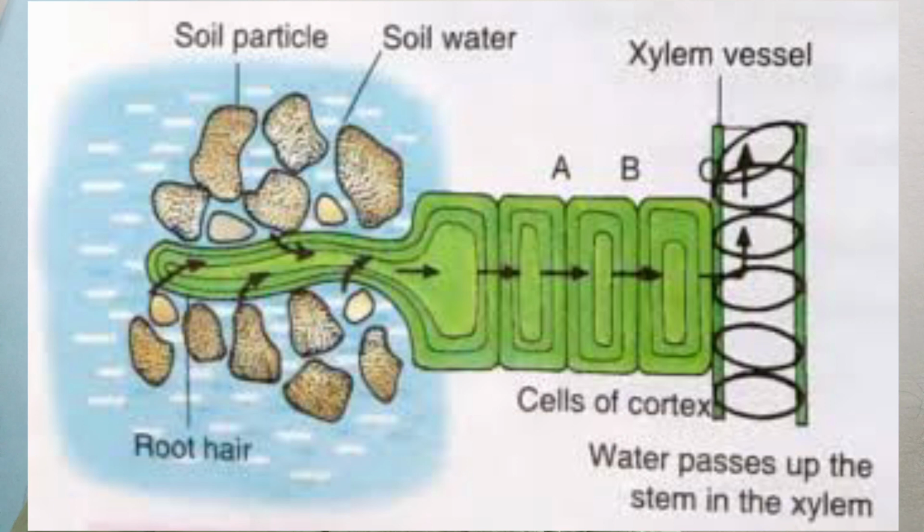And after collection of this water, the xylem tissues will conduct the water towards the apical part or other parts wherever it is required. So this is the way that water is absorbed by the roots and it is conducted to all parts of the plant through the xylem tissues. So xylem tissues are very important because only xylem tissue can conduct water.